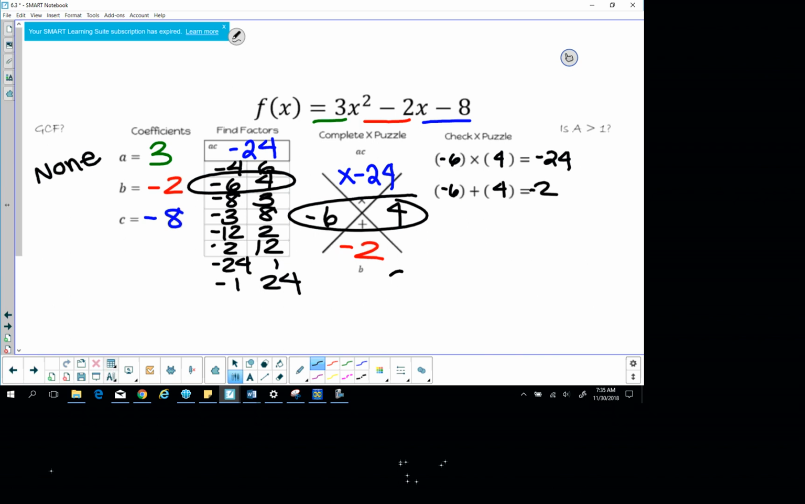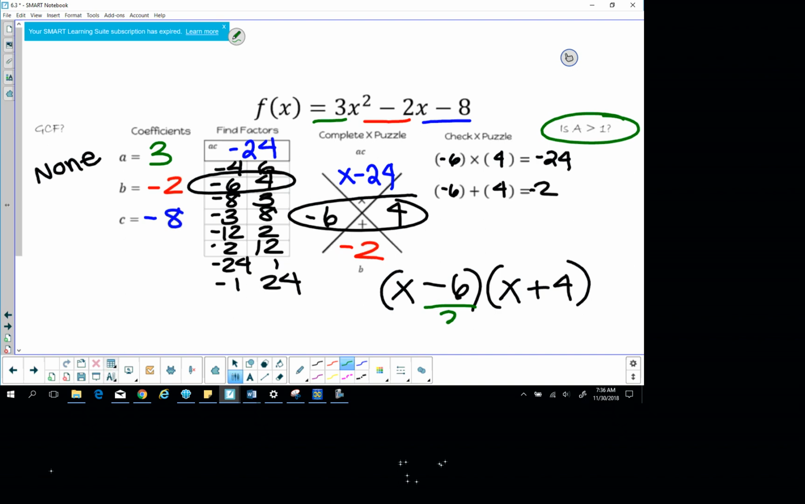So first thing you're going to do is write, and if you have a regular, write it right here, but I don't. So I have x minus 6, x plus 4, right? But if I were to do x times x, that does not get me 3x squared. So this is the extra step. When A is greater than 1, you take A. What is A here? 3. 3. And you put it under these two numbers.